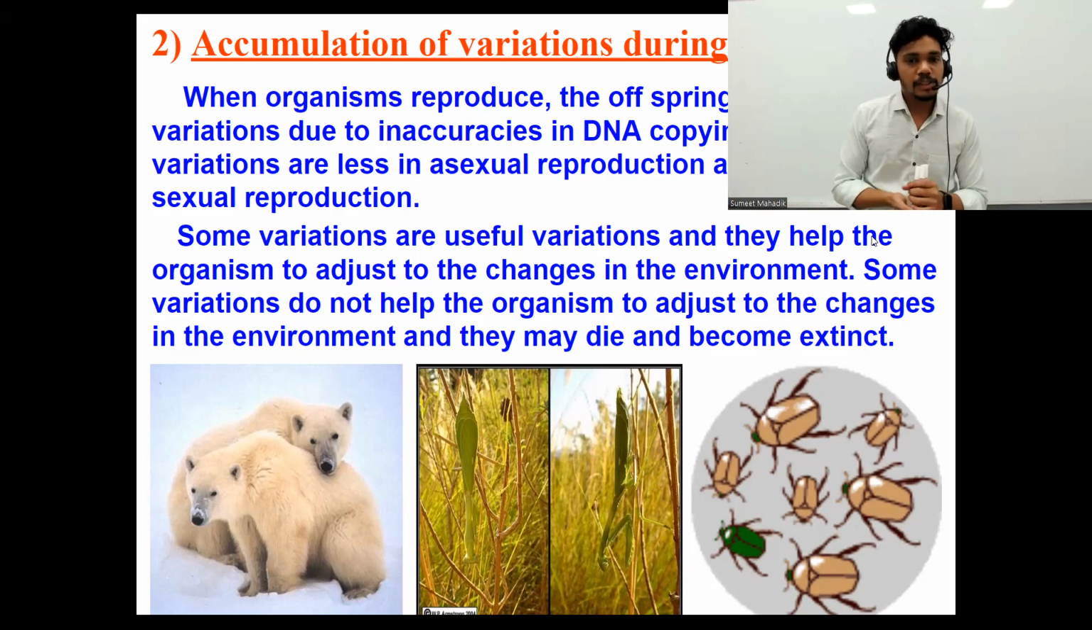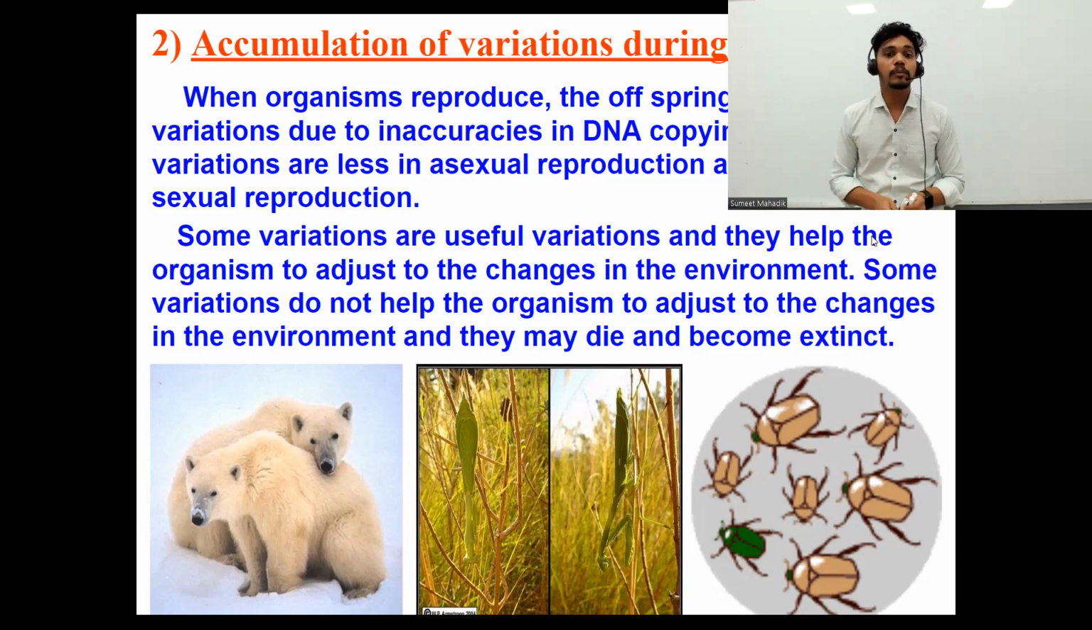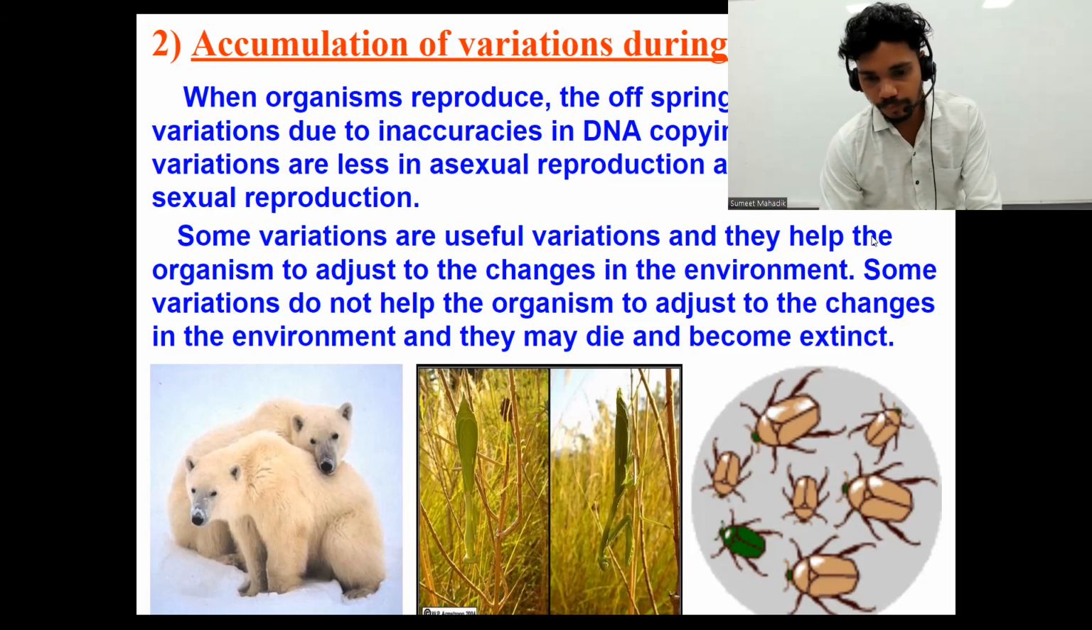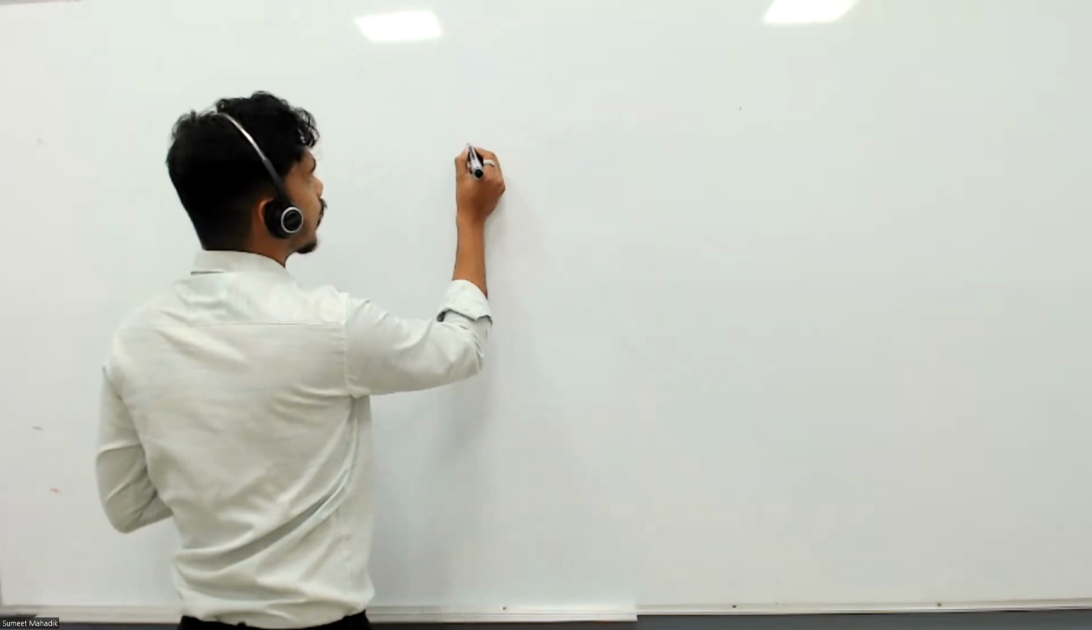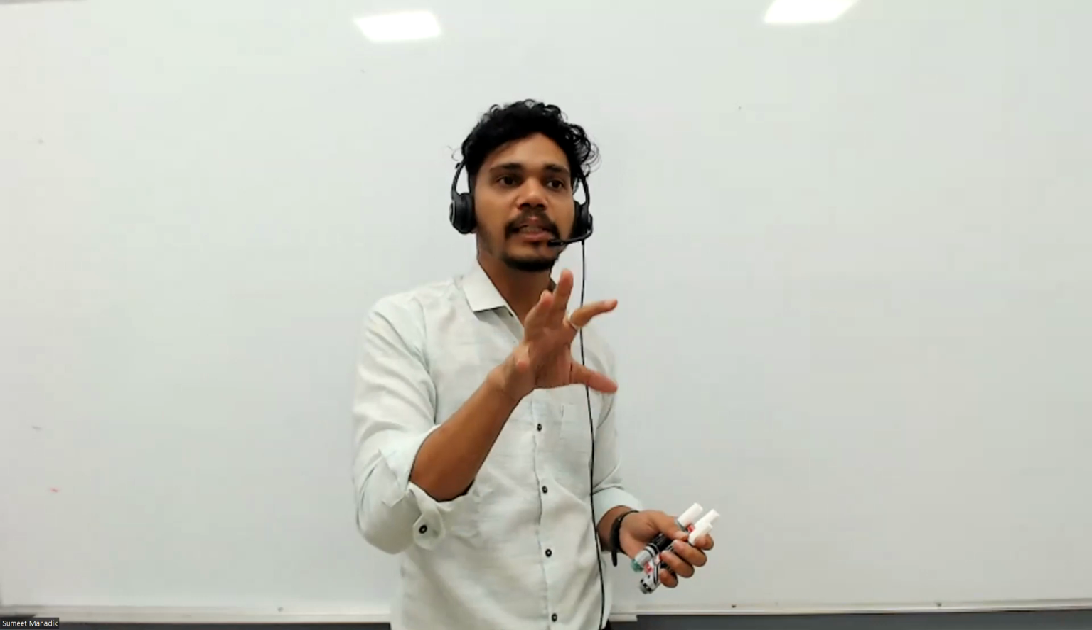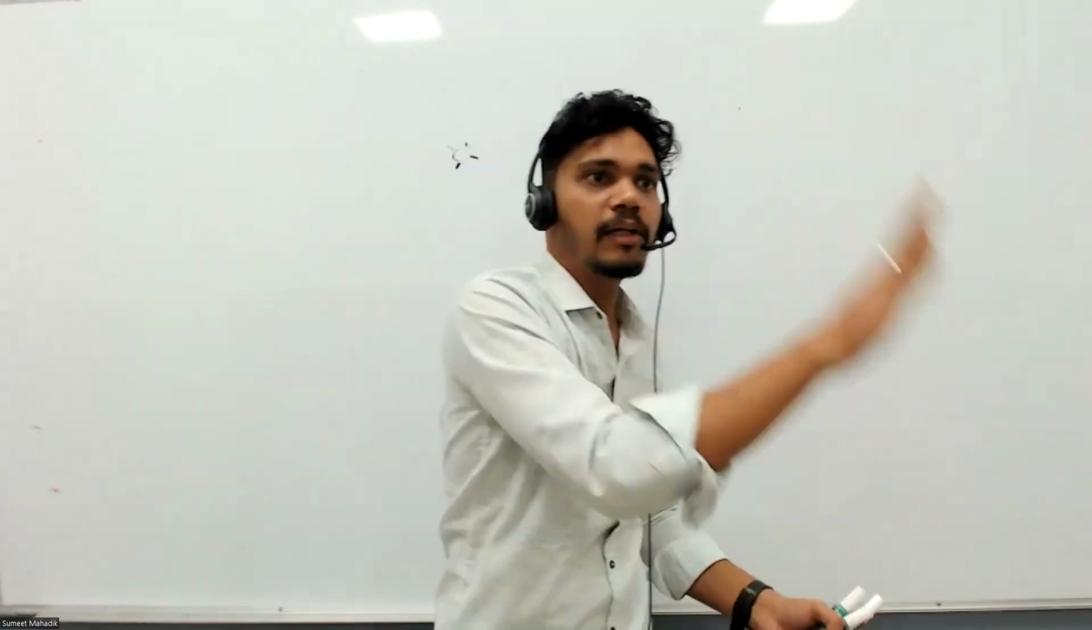Okay. Some variations are useful variations and they help the organism to adjust to changes in the environment. For example, the beetles. I will tell you one story. When you talk about beetles, there are red color beetles and there are black color beetles. Even there are green color beetles. Green beetles are mostly found on the grass because they want to hide themselves. But if an elephant is walking, it is not able to find them. Oh, this is red, this is black. He will stamp on this.